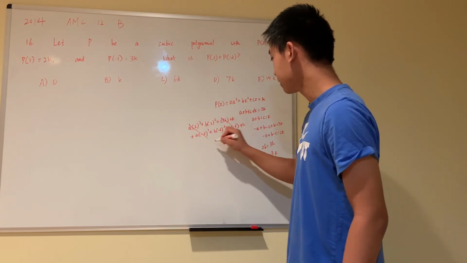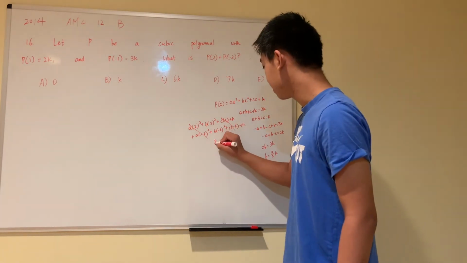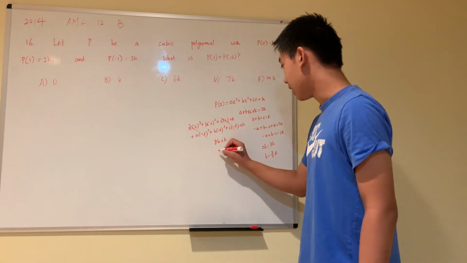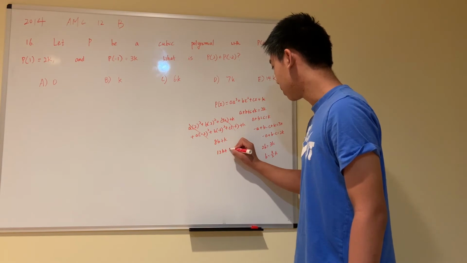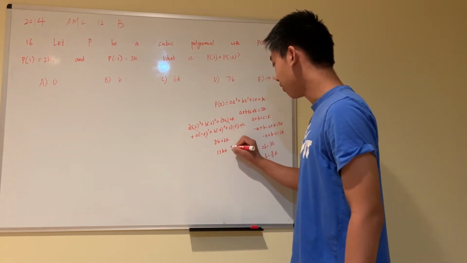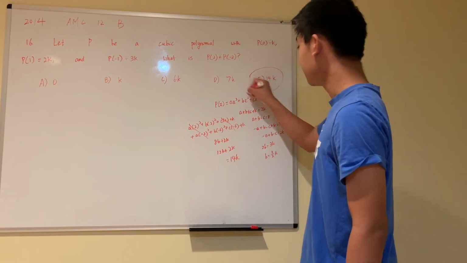These are obviously going to cancel, and we're just going to be left with 4b plus 4b, which is 8b, plus k. And if we plug in b equals 3 halves k, we're going to get 12k plus k. Or, this is 2k. So we're going to have 12k plus 2k, which is 14k. And so our answer is going to be E.